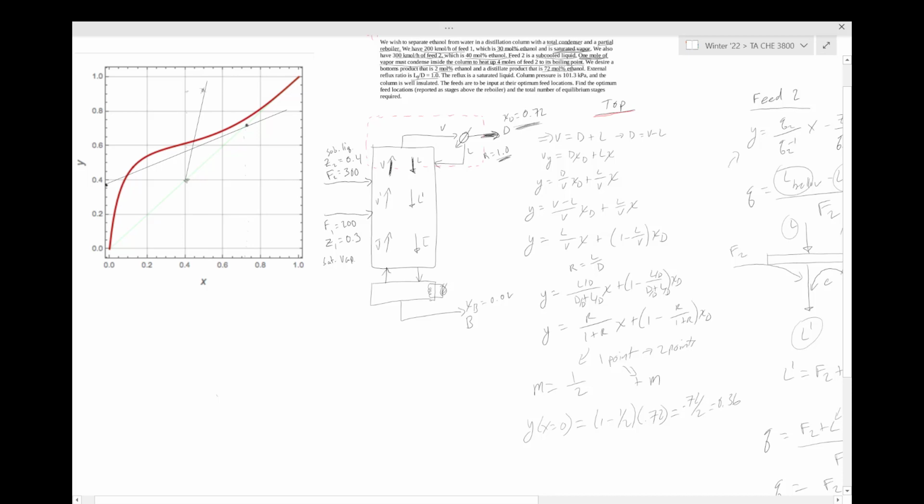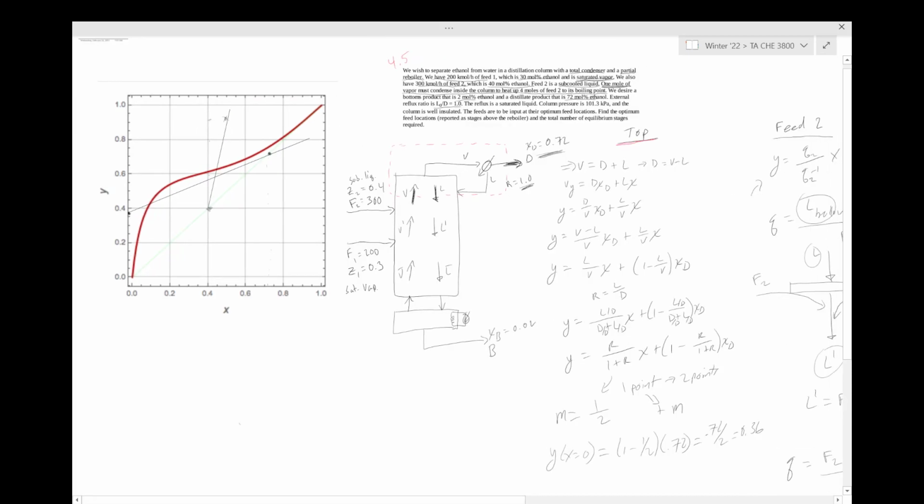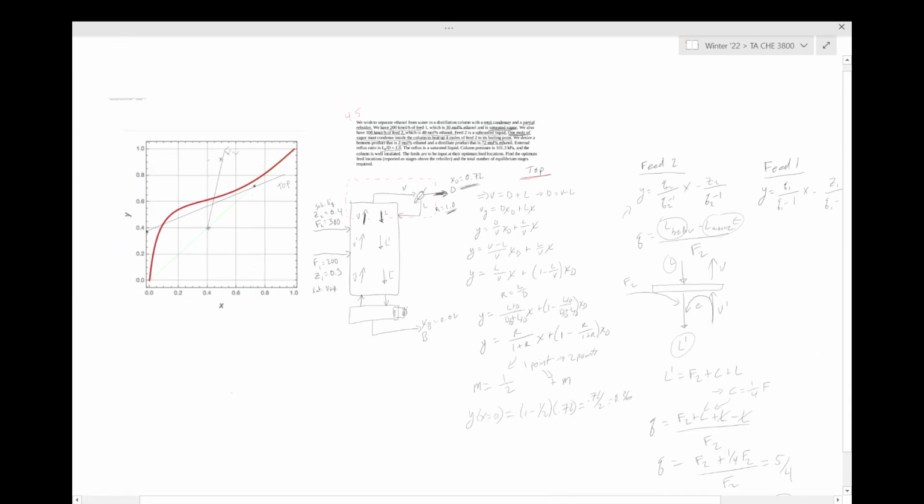These are going away. So that we don't get confused, we're going to start labeling. Here's our top, and here's feed 2. Okay, perfect. Now what we need to do is we need to keep going. So I guess we can do our feed 1.